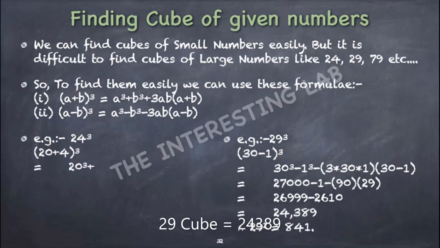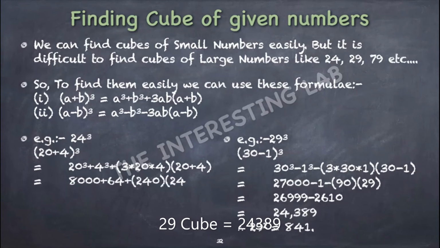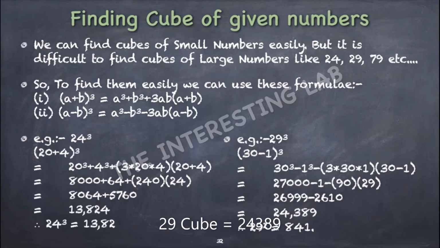E.g., 24 cube. (20 plus 4) whole cube equals 20 cube plus 4 cube plus 3 times 20 times 4 of (20 plus 4), equals 8,000 plus 64 plus 240 of 24, equals 8,064 plus 5,760, equals 13,824. Therefore, 24 cube equals 13,824.